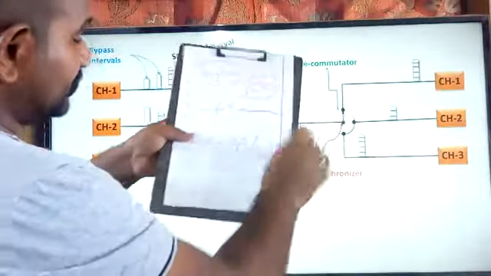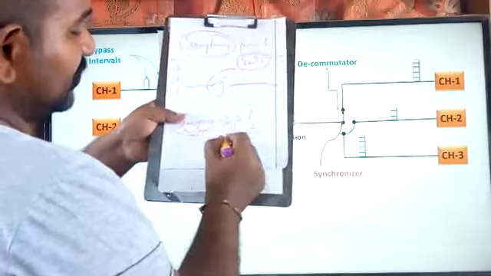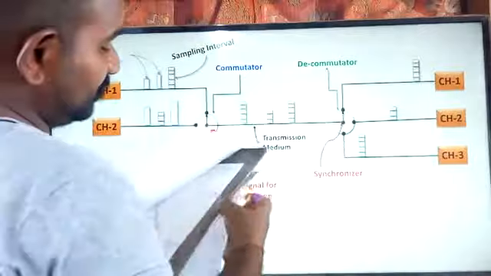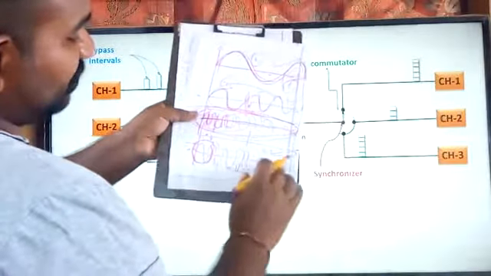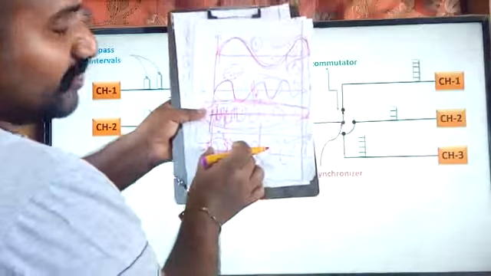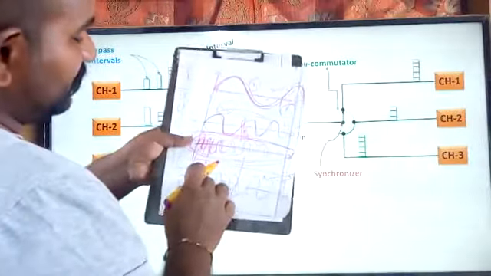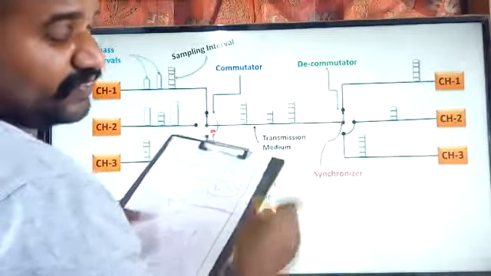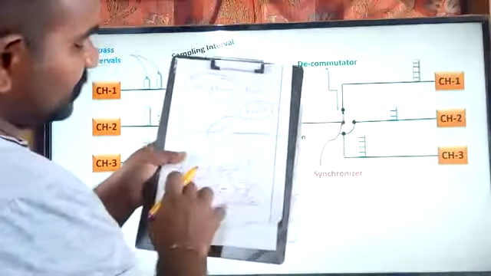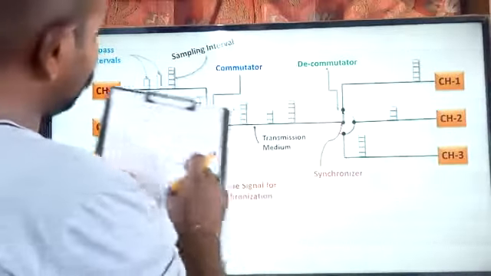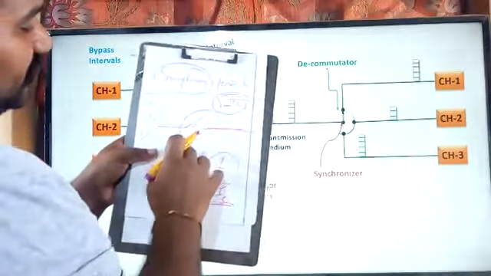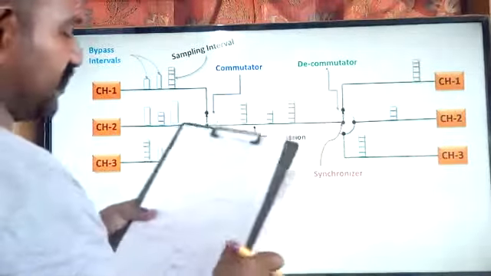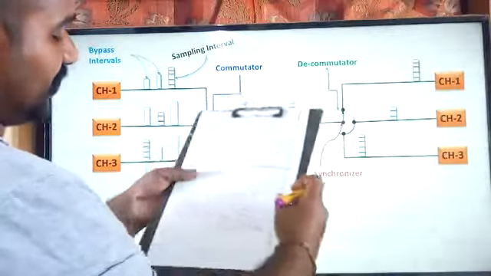But in the case of the telemetry system, the sampling rate is greater than 5 times the maximum frequency. Maximum frequency means, if you see this signal, it is varying very fast. The time period is less, which means the frequency is more. So the signal whose frequency is highest is taken for calculating the sampling rate. Opening and closing the switch, or moving the commutator from one channel to another channel, the time period is decided based on the sampling rate.